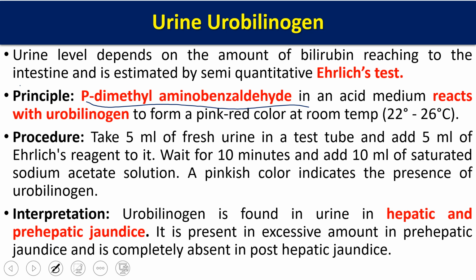This urobilinogen is present in the urine in case of only hepatic and pre-hepatic jaundice, because in case of post-hepatic jaundice we only have conjugated bilirubin, so that will be excreted. So urobilinogen is present in the urine only in hepatic and pre-hepatic jaundice, that is hemolytic jaundice. It is present in excess amount in pre-hepatic jaundice and is completely absent in post-hepatic jaundice, as I have told you, because only conjugation will be there.